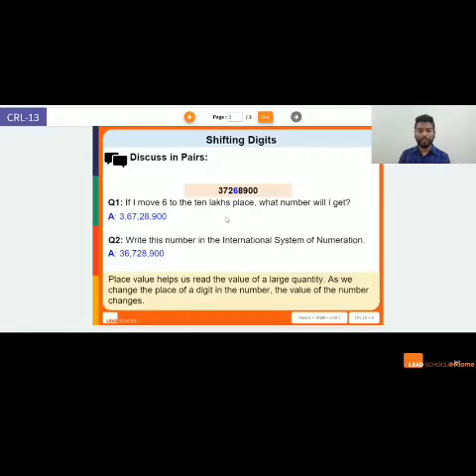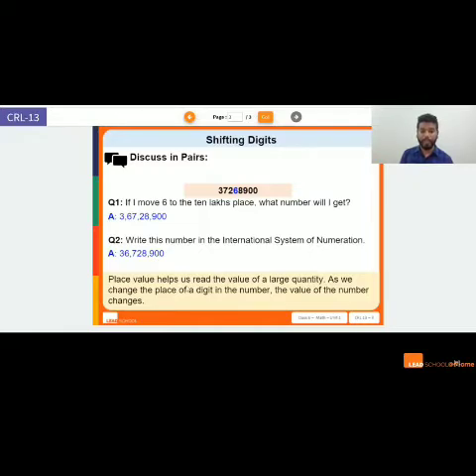The number in international system would be ones, tens, 100. Now the difference in international system of numeration, we do not have 1000, 10,000 and lakh. We will have 1000, 10,000, 100,000, million, 10 million, 100 million, so on and so forth. So this is 36,728,900. Please be very careful when you're seeing these numbers. When you see the periods, it should give you an easy hint as to what system of numeration it is.